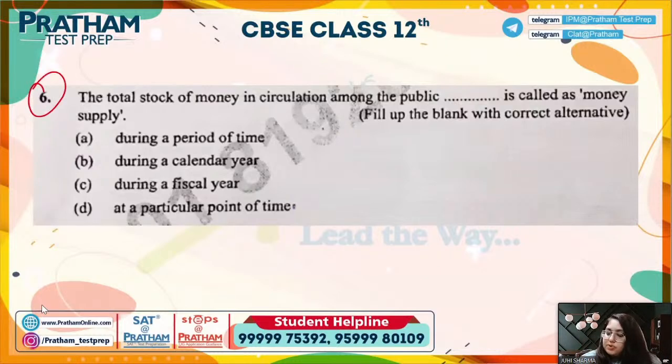Right, so the option is option D, that at a particular point of time the total stock of money in circulation among the public is known as what? It is known as the money supply. Now again, this is a very easy question. Of course you may have been confused with the fiscal year, calendar year, but no, these two are not the right options. At a particular point of time is the right option.